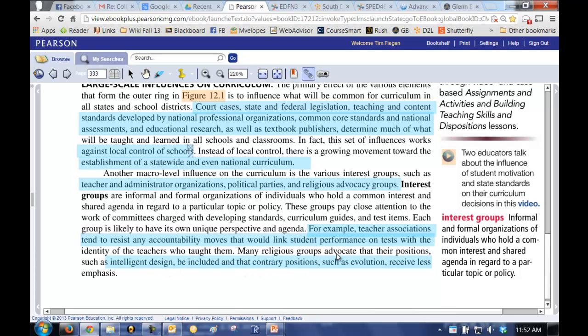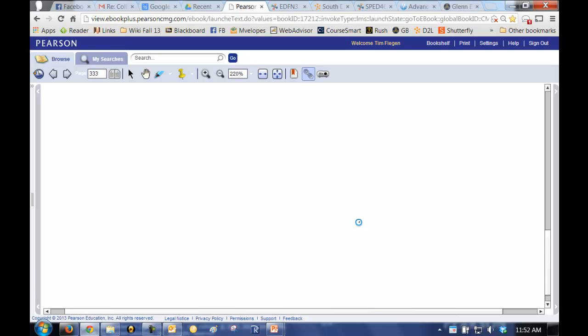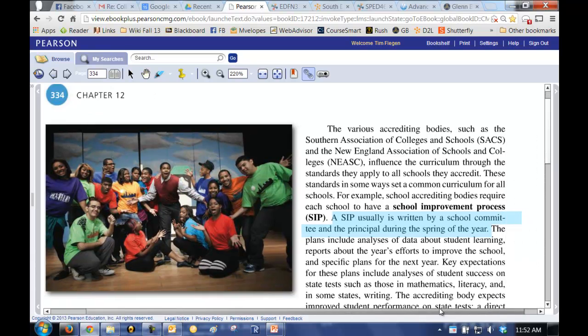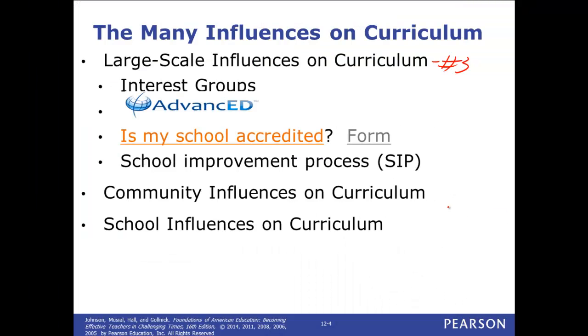Many religious groups advocate that their positions, such as intelligent design, be included, while contrary positions, such as evolution, receive less emphasis. So those are just some of the things that do. There's teachers groups, religious groups who want some say on this, and then there's various accrediting bodies that influence this, like the Southern Association of Colleges and Schools, the New England Association of Schools and Colleges. These standards in some way set a common curriculum for all schools. For example, school accrediting bodies require each school to have a school improvement process, a SIP.